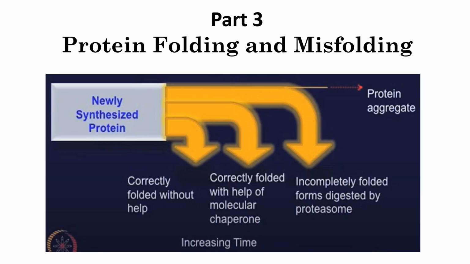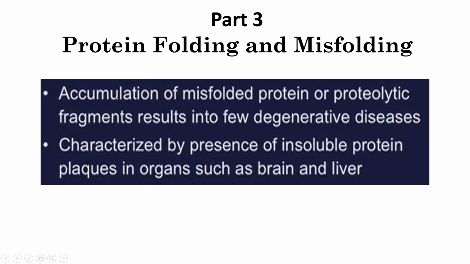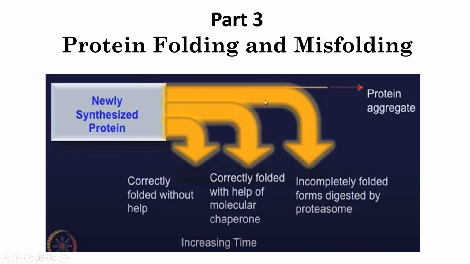If it is unable to take a properly folded structure and become functional, the proteasomes present in our body will digest that protein. If that is also not happening, then proteins generally get aggregated and form insoluble fractions, because the protein is not completely folded properly. Polar amino acids are not outside, facing the surface in order to dissolve. So proteins generally get aggregated. What happens with the accumulation of misfolded proteins? If it is an incomplete protein, the proteasome digests it.